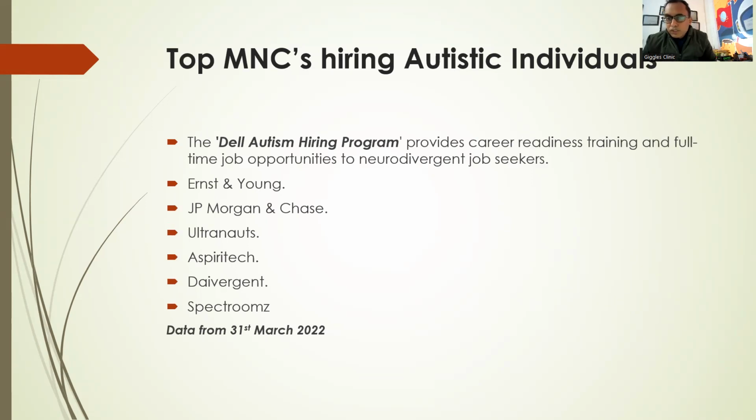These are some of the top MNCs which have now started hiring children on neurodiversity, whether it is ADHD, whether it is LD, whether it is autism spectrum disorder. So this is the Dell Autism hiring program which was initiated, and they were recruiting these children on neurodiversity, or neurodivergent job seekers. Especially, opportunities were created for neurodivergent job seekers.